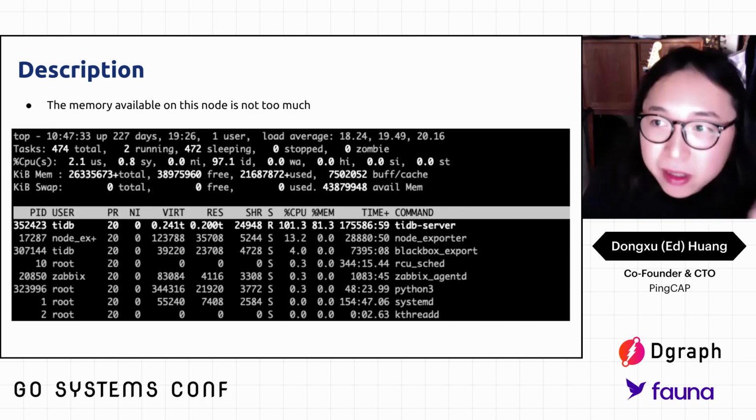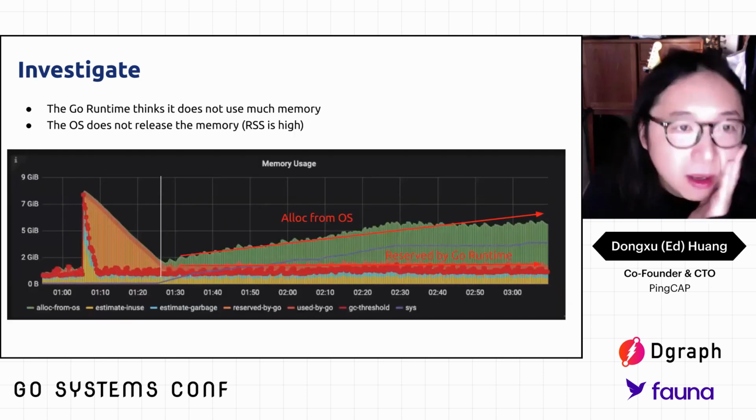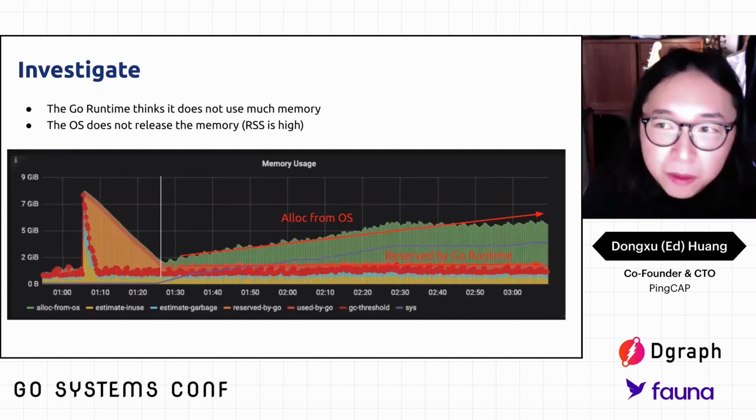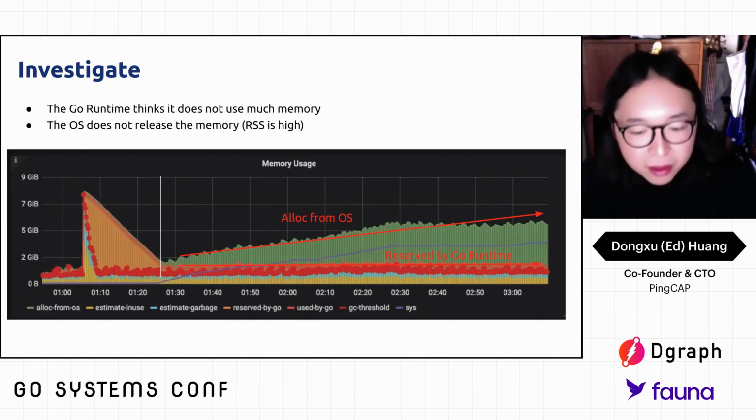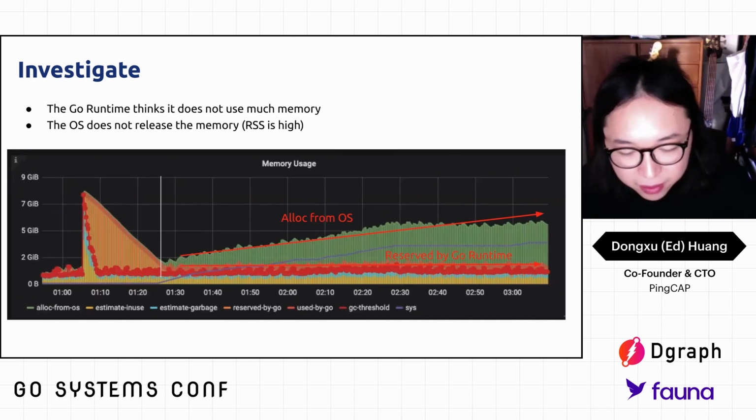We reproduced that situation. We wrote a little program running on this machine, and we take a look at the dashboard.